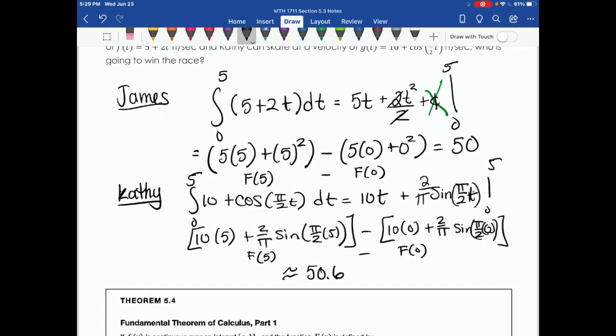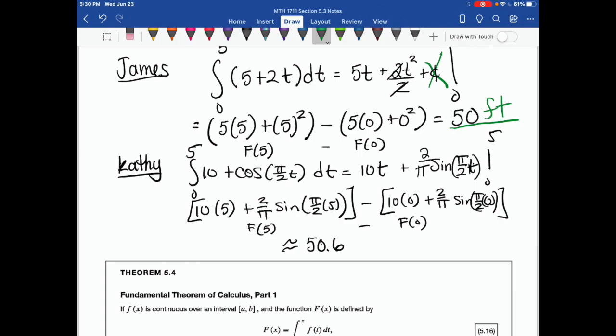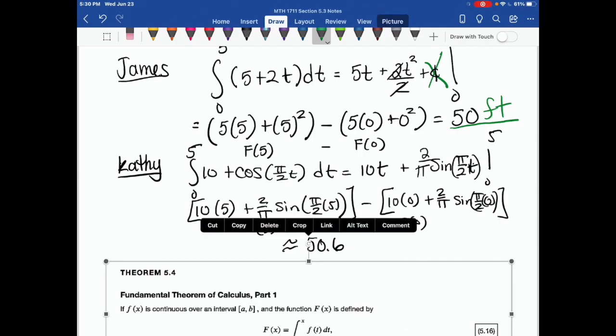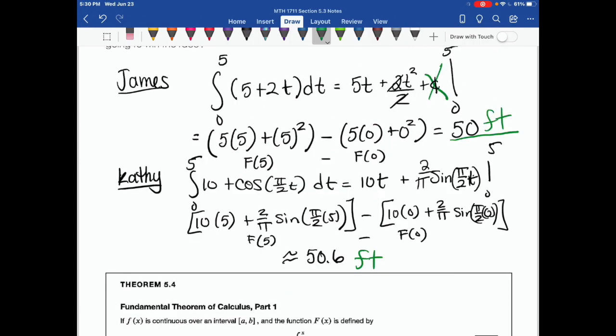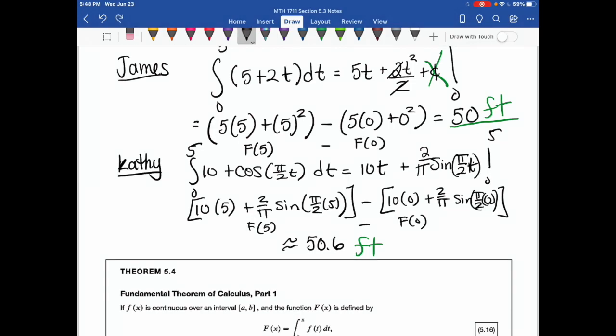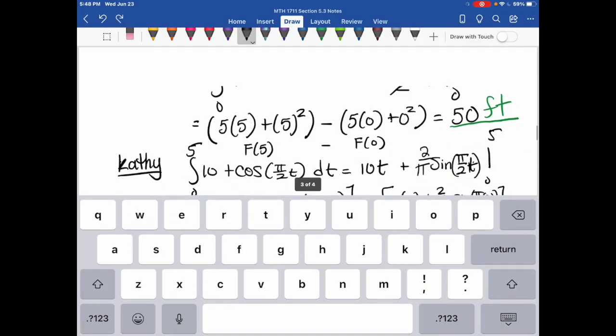So remember what this means. This is the total distance traveled. So for James up here, and this is my fault, I forgot to put the units in, and I should have. James traveled a total of 50 feet, where Kathy traveled a total of 50.6 feet. So it looks like Kathy won this race because she went just a little bit farther than James, but not by a whole lot.